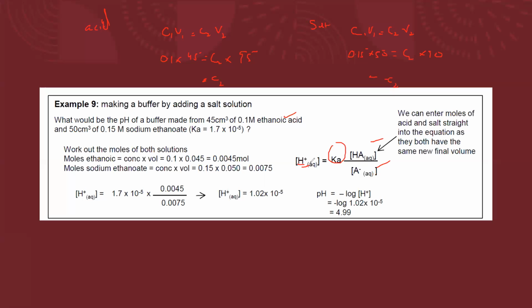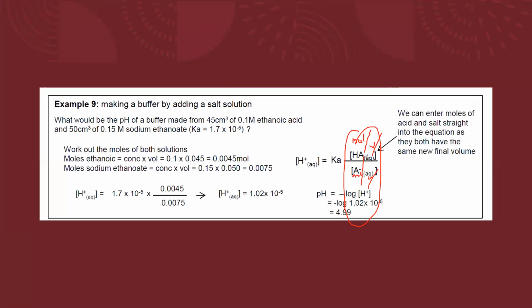The second method: I will find the moles and substitute the moles here, because the volume is the same for both. It is moles divided by volume and moles divided by volume, so the volumes cancel. So I can take a ratio of the moles, and using that mole ratio multiplied by Ka, I can find the hydrogen ion, and using the hydrogen ion, I can find the pH.